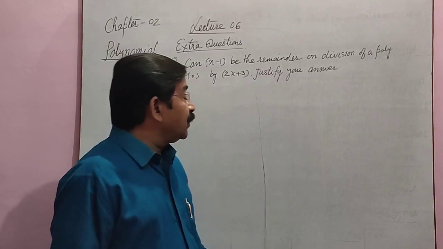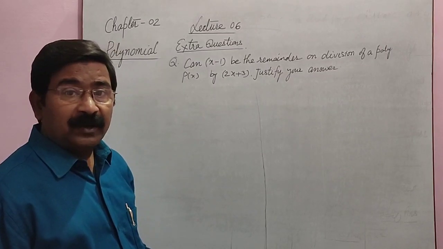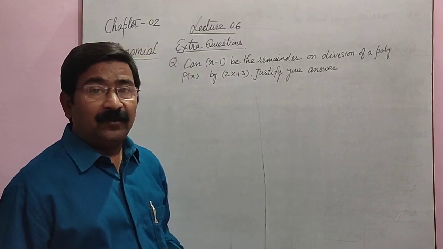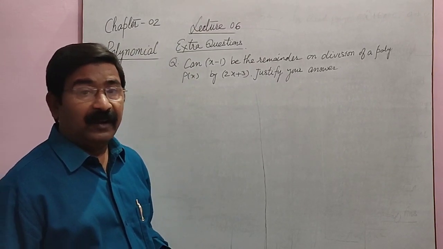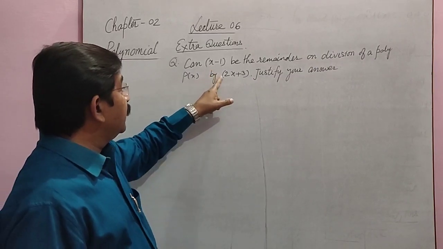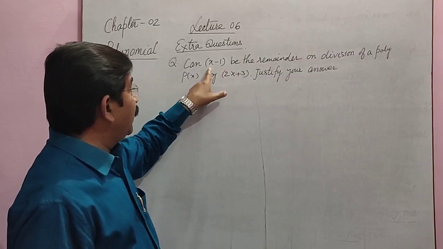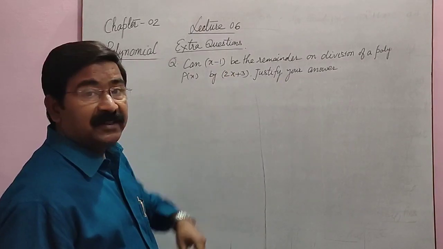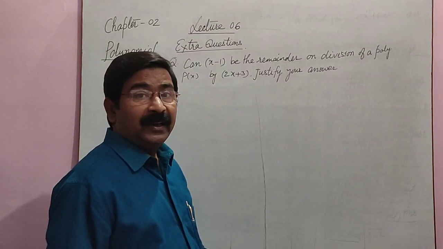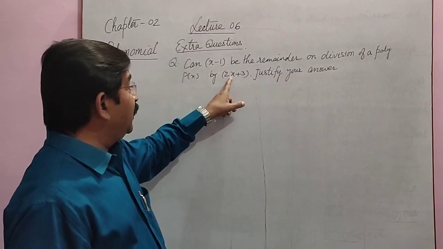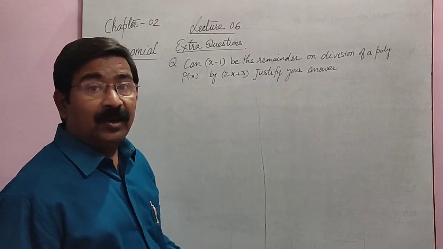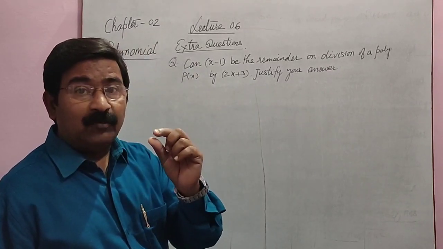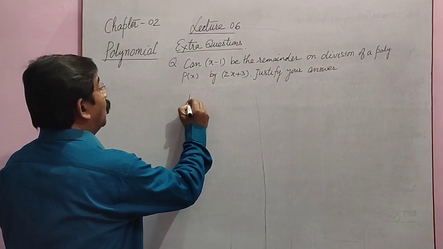How to justify? I have told you, in case of division, division is continued unless the degree of the remainder is less than the degree of the divisor. See, this is the divisor 2x plus 3 and the remainder is x minus 1. The degree of both remainder and divisor is the same. So it is not possible that the degree of divisor is 1 and the degree of remainder is 1. So simply you have to write the answer in one line. Answer is no.